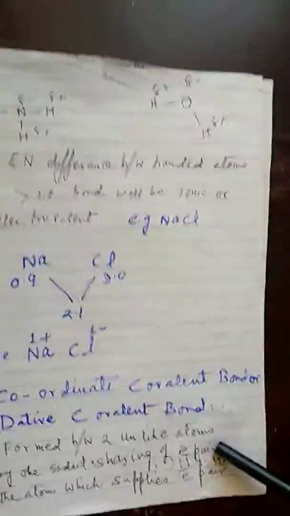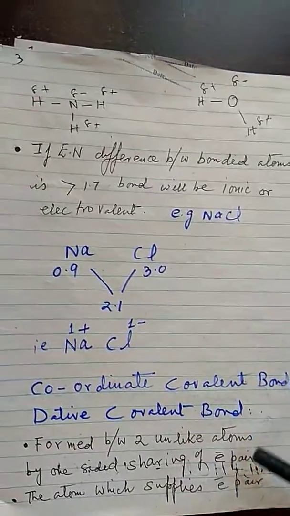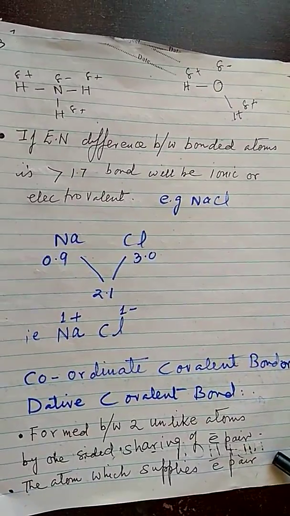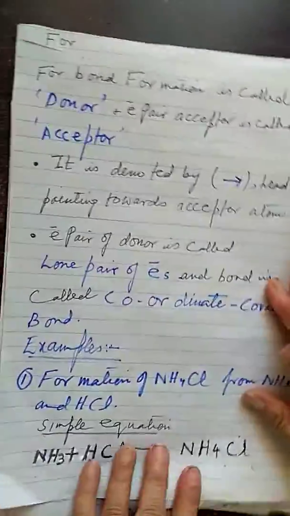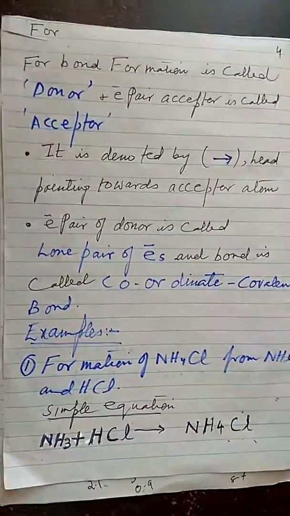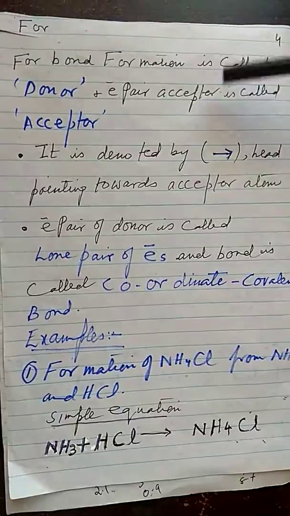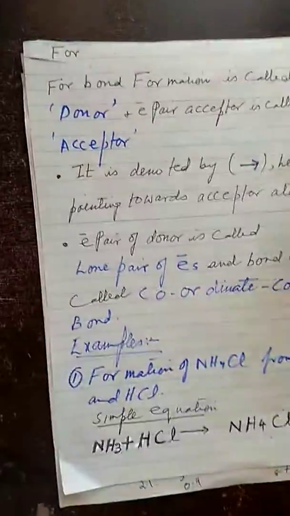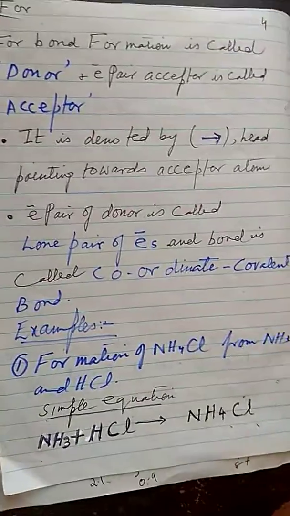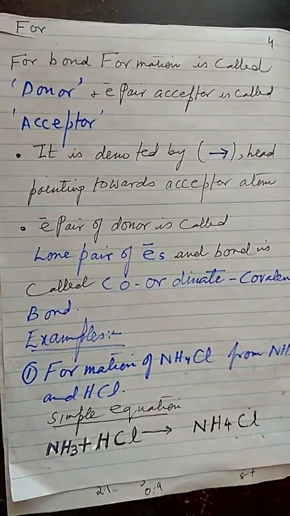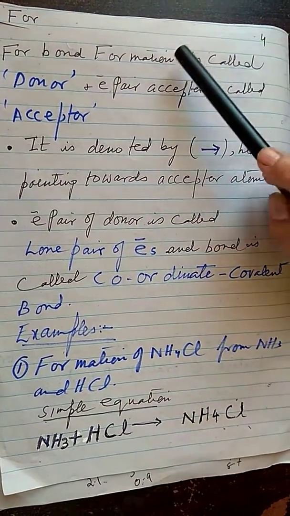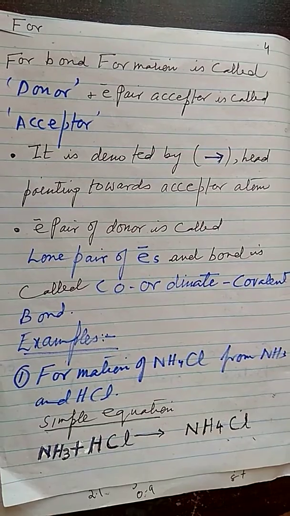It means both the electrons for the bond formation are provided by one atom. The atom which provides the electron pair for bond formation is called the donor, and the atom which accepts the electron pair is called the acceptor. It means both the electrons are provided by the one atom, known as the donor, and this electron pair is accepted by the other atom, known as the acceptor.